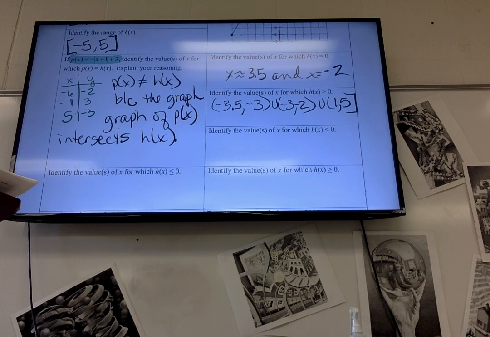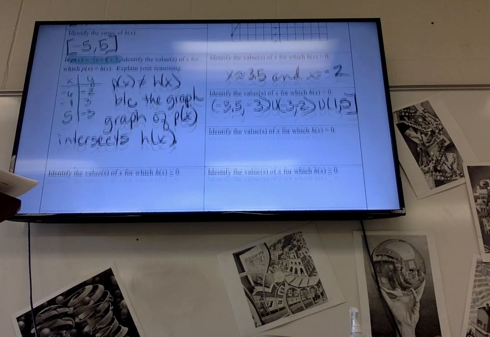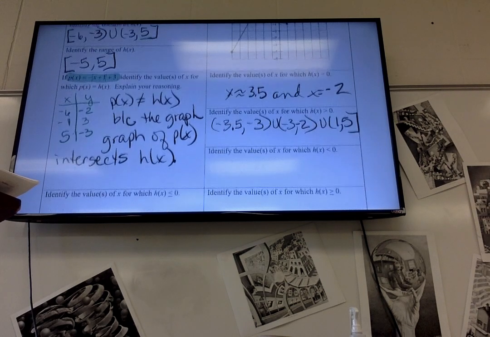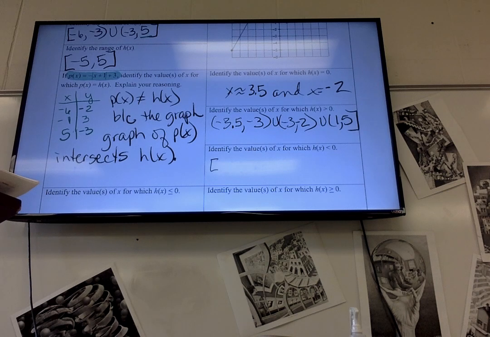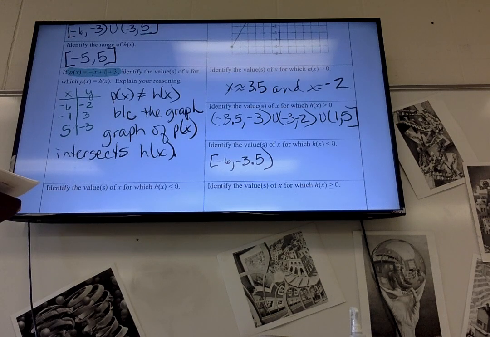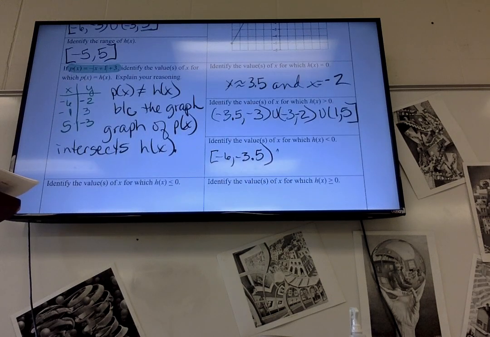Identify the value or values for which h of x is less than 0. Right, so that's the opposite. So we go from -6 to -3.5. And it's also below from -2 to positive 1. And it would include the 1.